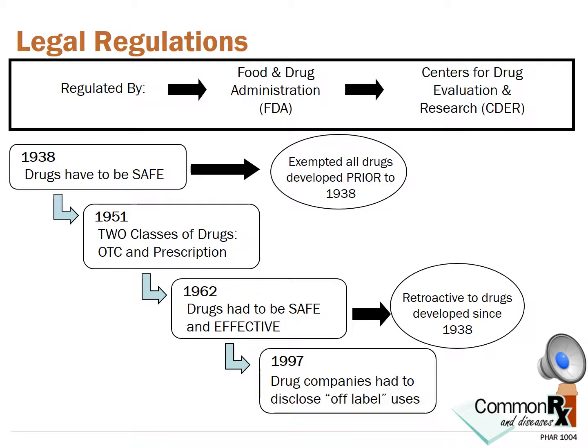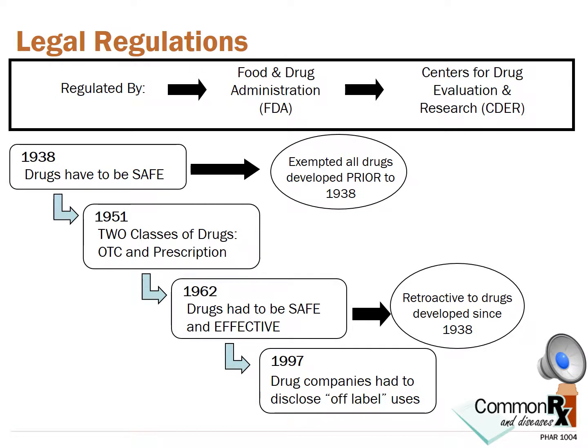So drugs developed prior to 1938 may still be on the market, and keep in mind that many have not undergone the same stringent safety testing as drugs developed after 1938. In 1951, the FDA developed two classes of drugs: over-the-counter or OTC, and prescriptions. OTC drugs are the drugs that you can buy without a prescription.